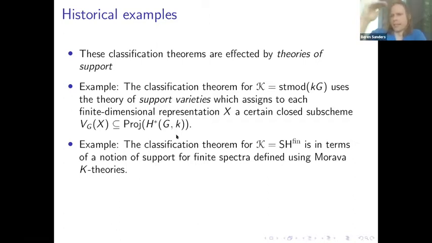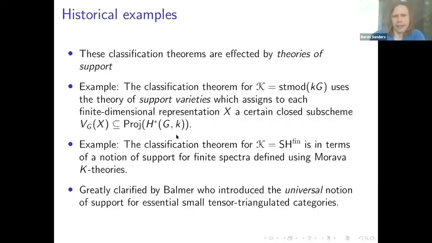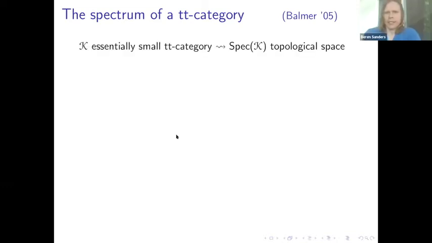So we have these historic examples of classification theorems, and they were greatly clarified by the work of Balmer, who introduced the universal notion of support for essentially small tensor triangulated categories. So let me say something about his construction. What Balmer did is he gave this construction which associates to any essentially small tensor triangulated category a certain space, the Balmer spectrum of that category.